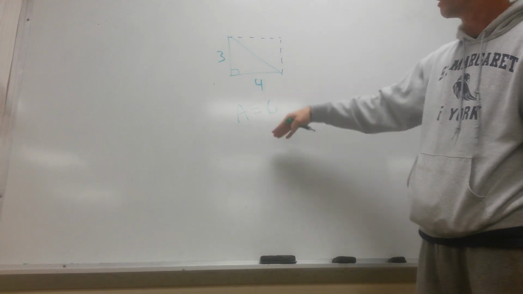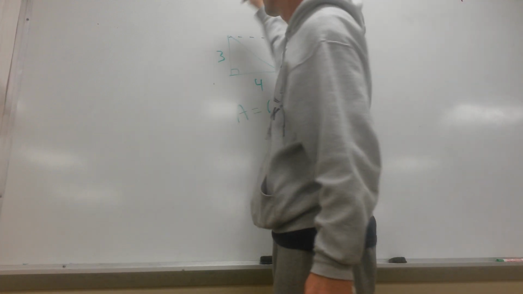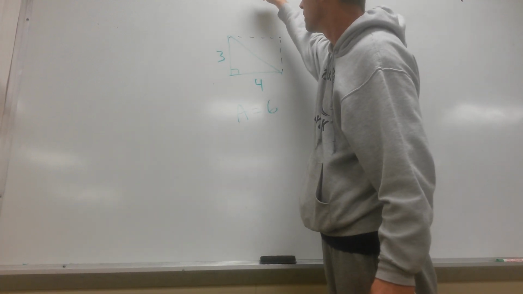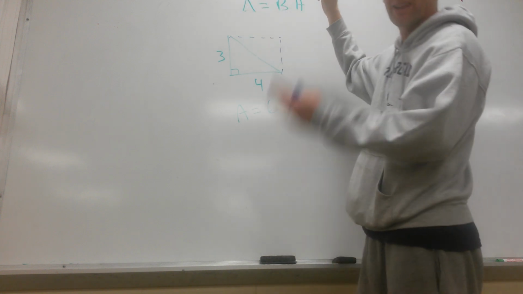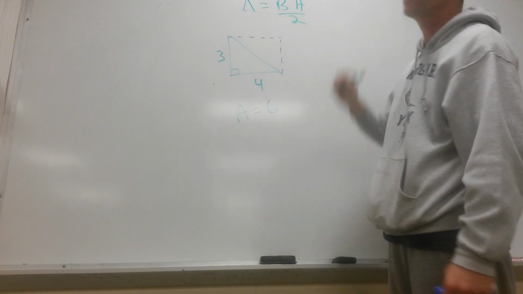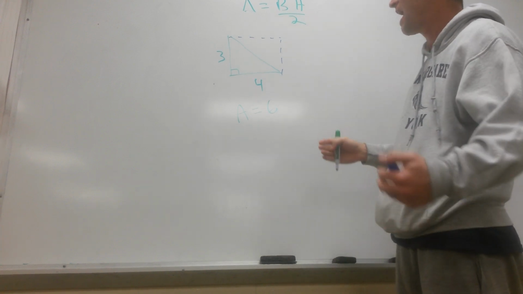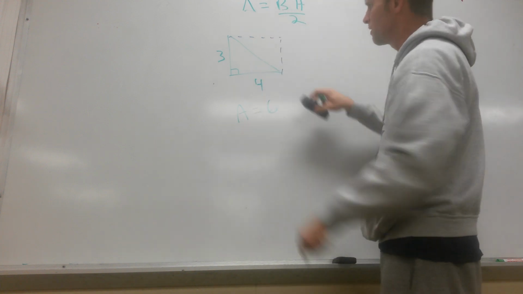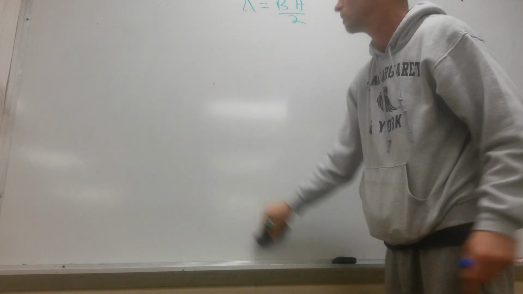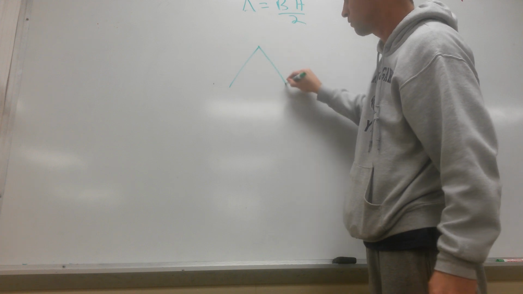So, the formula for the area of a triangle is base times height, or length times width, divided by 2, okay? Because it's half of a rectangle. Now, what if it's not a nice right triangle like that? What if it's this kind of a triangle?